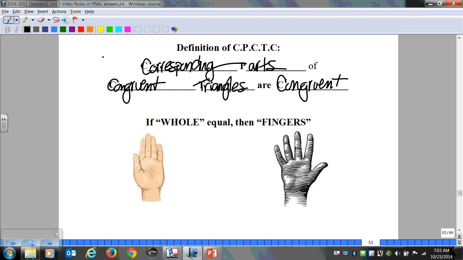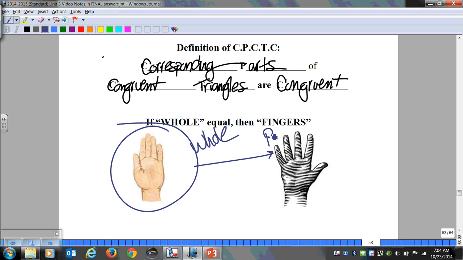Say this out loud with me. Corresponding parts of congruent triangles are congruent. That's CPCTC. Long acronym for something super simple. Think of it this way. If your whole hands are equal, if you have two congruent hands, they're exactly the same shape except they're mirrors of each other, right and left. If the whole is equal, then the individual parts are equal. The fingers are equal. If the whole is equal, the parts are equal.